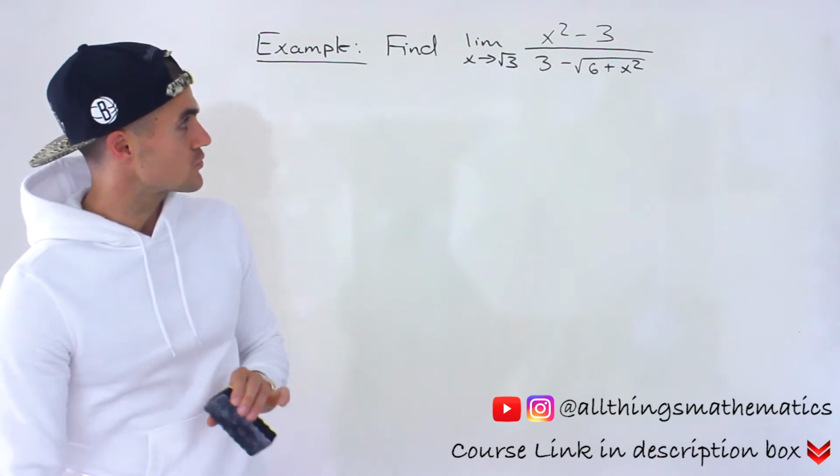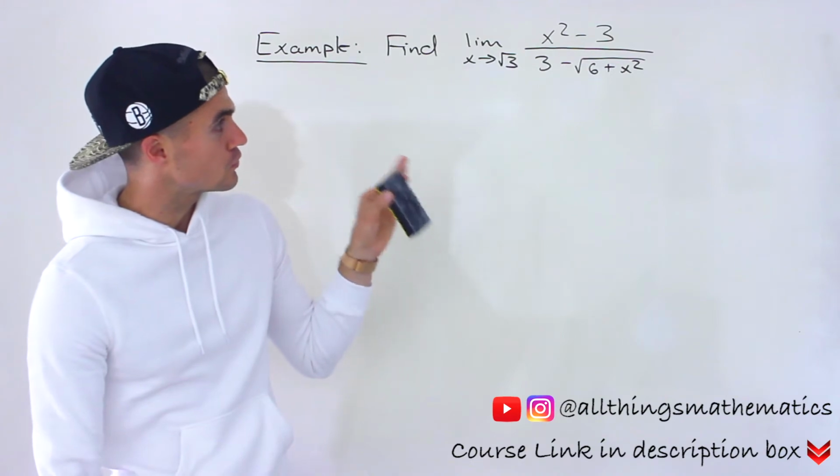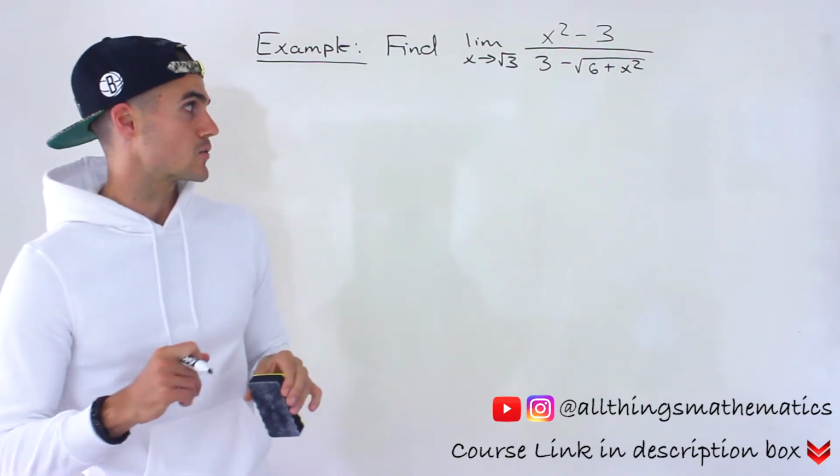Moving on to the next question, we've got to find this limit: the limit as x approaches root 3 of (x squared minus 3) over (3 minus the square root of 6 plus x squared).